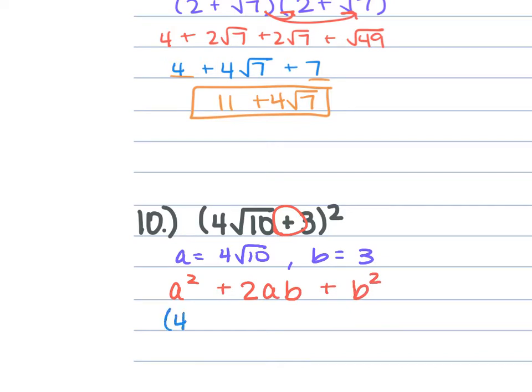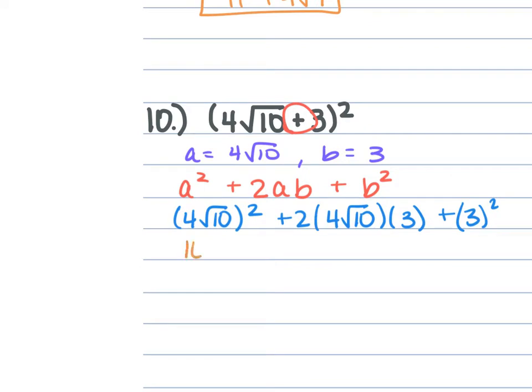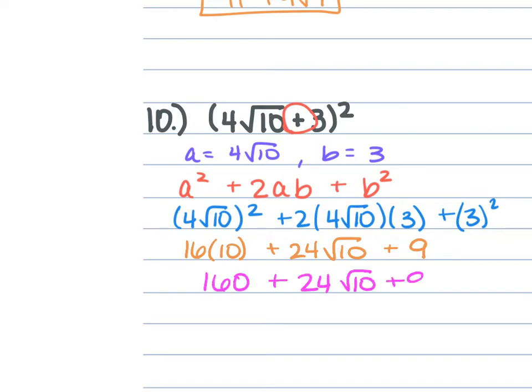So this is going to give us 4 square root 10 squared plus 2 times 4 square root 10 times 3 plus 3 squared. The 4 square root 10 squared is 16 times 10, or 16 square root of 100. The 2 times 4 is 8 square root 10 times 3 is 24 square root 10, and the 3 squared is 9. The 16 times 10 is 160 plus 24 square root 10 plus 9. We add the 160 and the 9 to get 169 plus 24 square root 10.